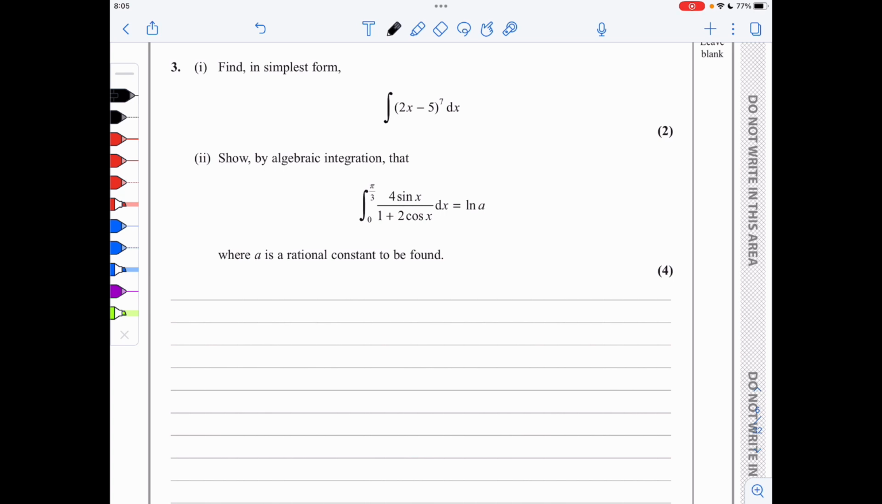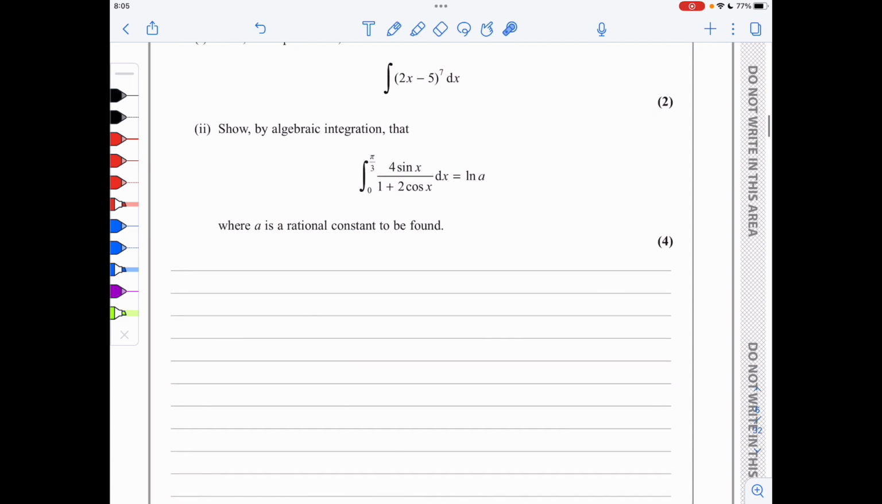In question 3, the first part is to find in its simplest form the integral of (2x minus 5) to the 7. So I can start by simply noting that since 2x minus 5 is a linear expression in x, I can find the integral by increasing the power by 1, so to the power of 8, dividing by the new power, and also dividing by the derivative of the bracket, which is simply 2, plus c, since it's an indefinite integral, which simplifies to (2x minus 5) to the power of 8 over 16 plus c.